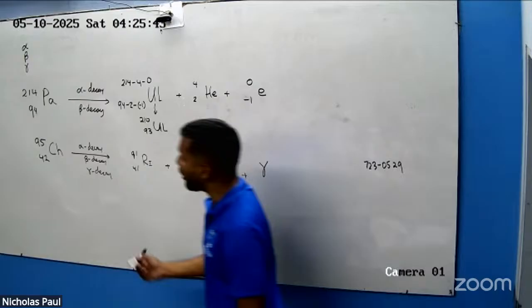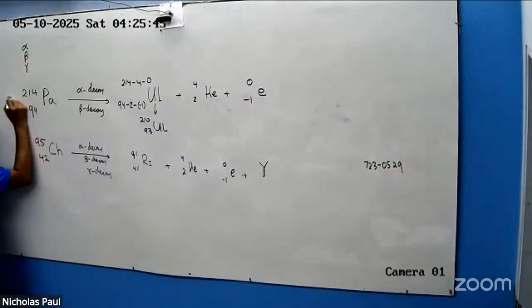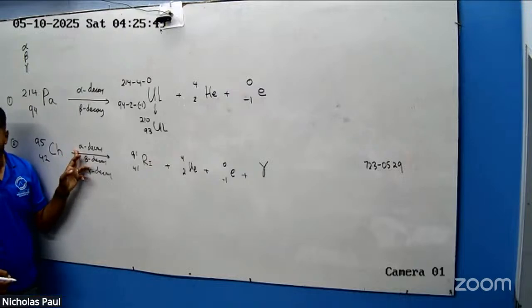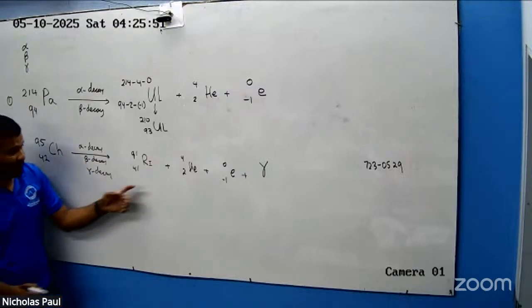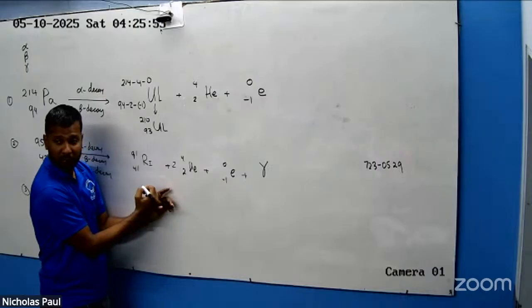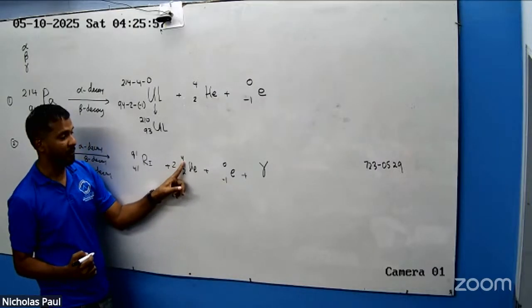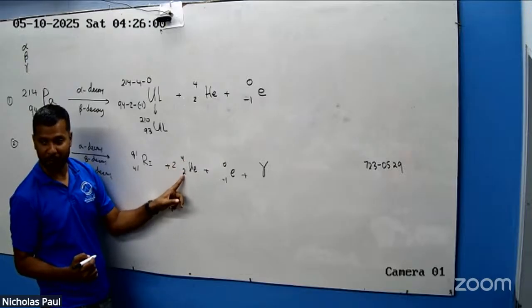Try one more, a little bit harder. Instead of me giving you 1 alpha, I'll tell you 2 alpha. So it means that you will have a 2 here. I want to see what you will do with the mass numbers and the atomic number.